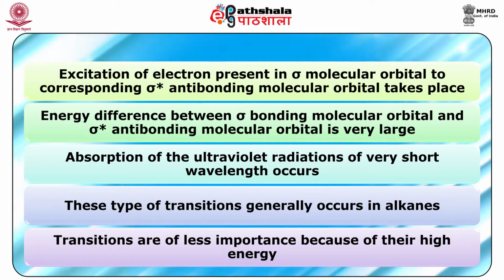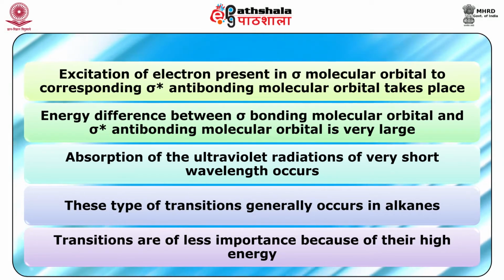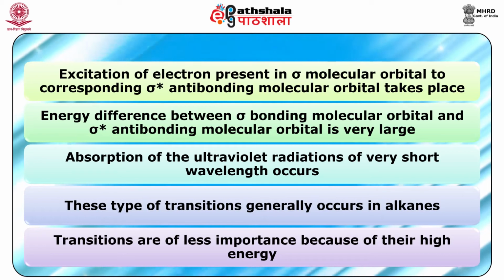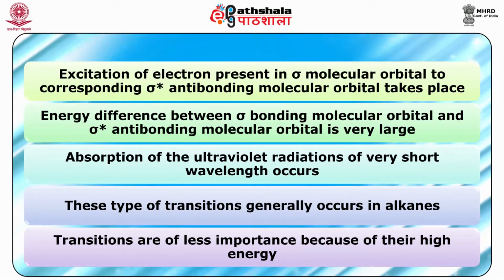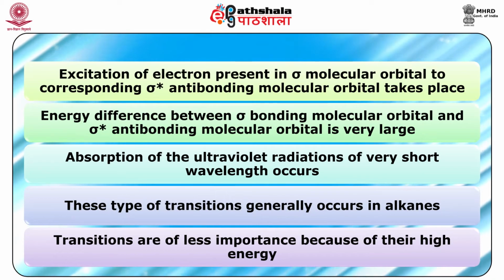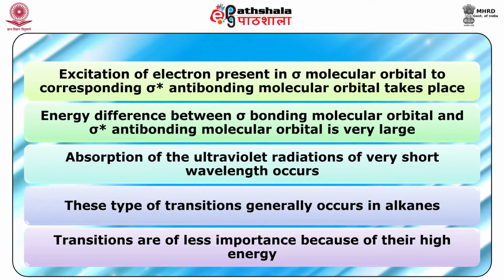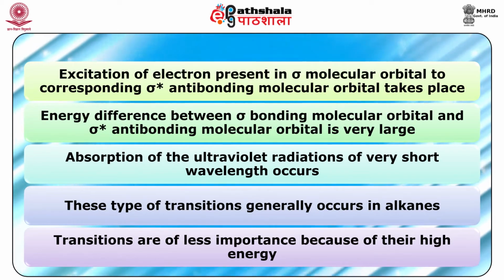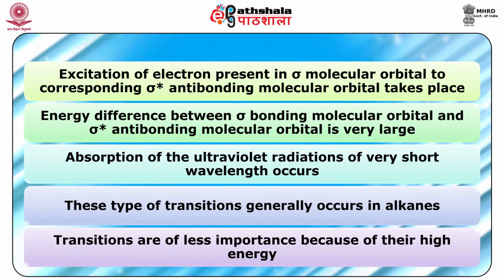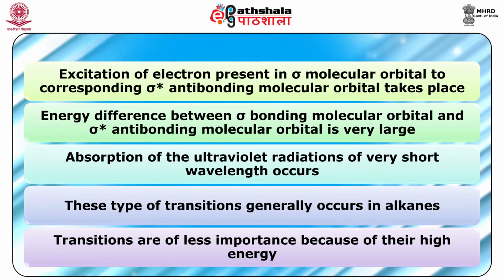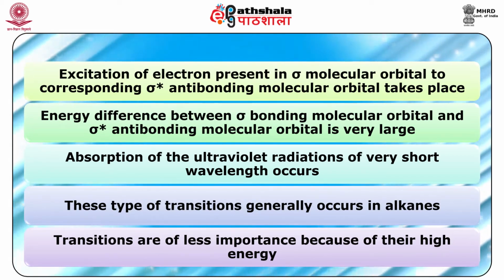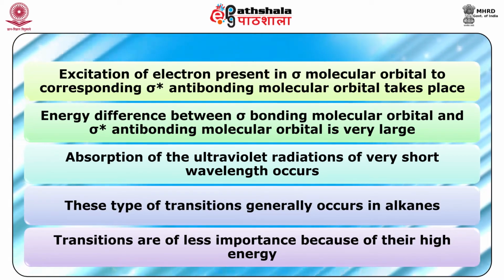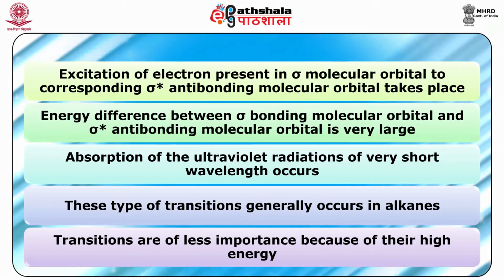These types of transitions generally occur in alkanes such as methane, because only sigma bonds are present, and the absorption maximum at 125 nanometer is due to the sigma to sigma star transition. These transitions are of less importance because of their high energy.